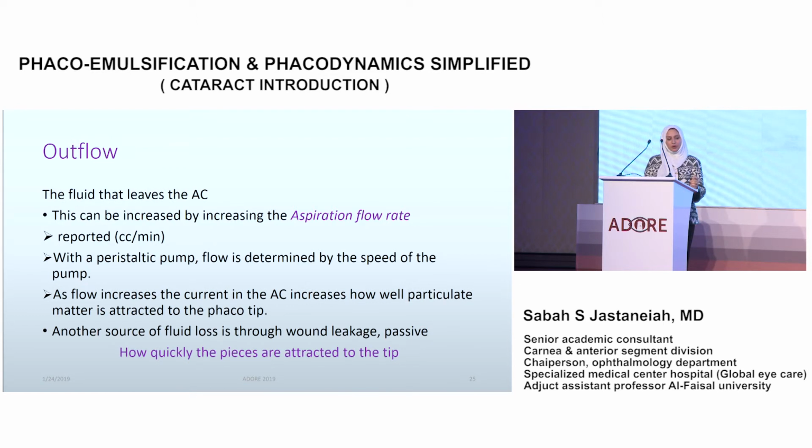The outflow is the opposite: the fluid that leaves the eye. It can leave in two ways, either through the aspiration, which works before the tip is blocked. It is reported in cubic centimeters per minute and is determined by the speed of the pump, in a peristaltic pump for example. This aspiration flow rate is basically how quickly the pieces are attracted to your tip. So if you have a higher aspiration, the pieces are more attracted to your tip.